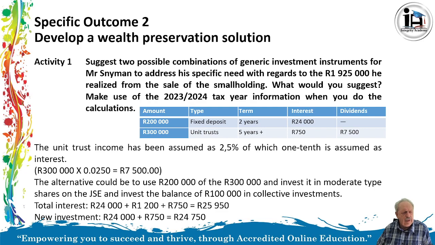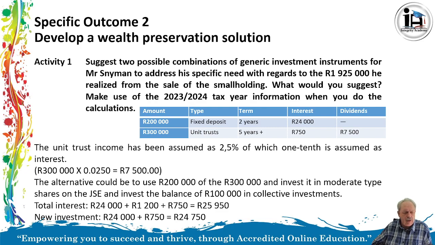The alternative could be to use the 200,000 of the 300,000 and invest it into a moderate type of share on the JSE and invest the balance of 100,000 in collective investments. The total interest would then be 24,000 plus his 1,200 currently plus 750 in the new unit trust investment. That will give him 25,950 approximately. So that is now 24,000 plus 750 in the new investment plus the 1,200.